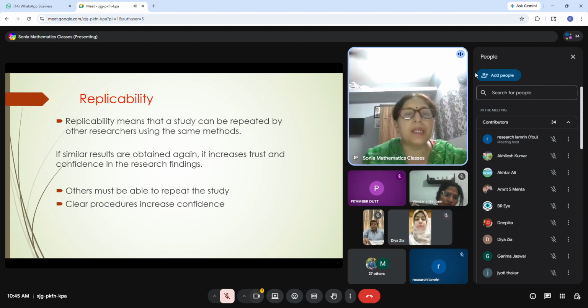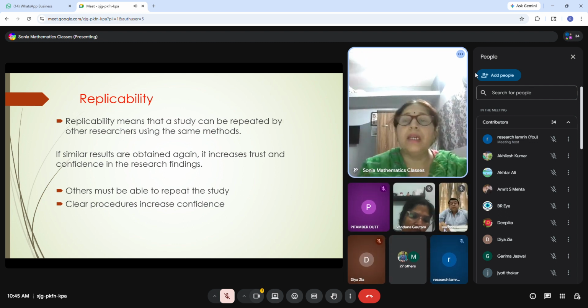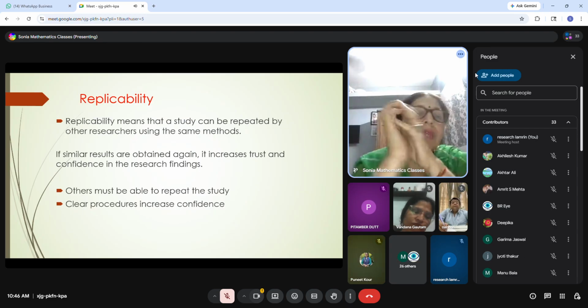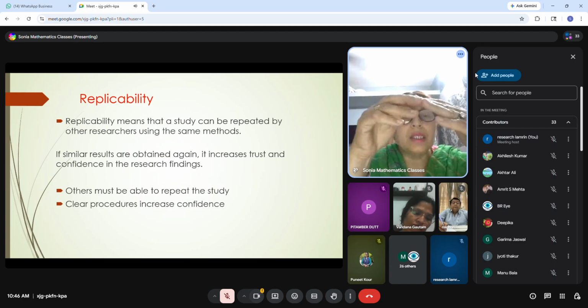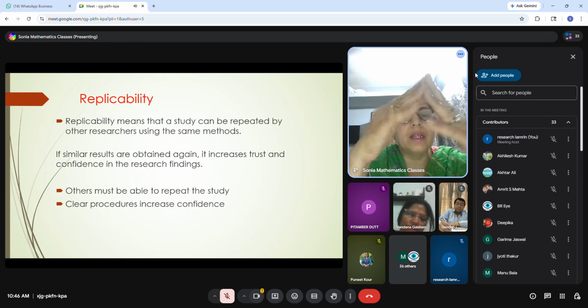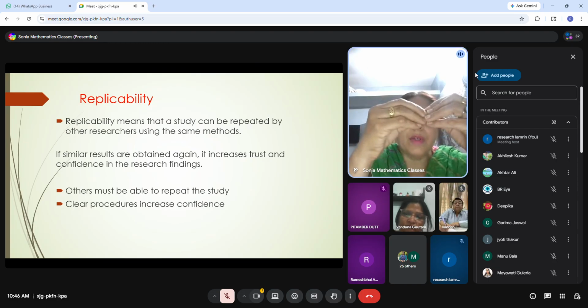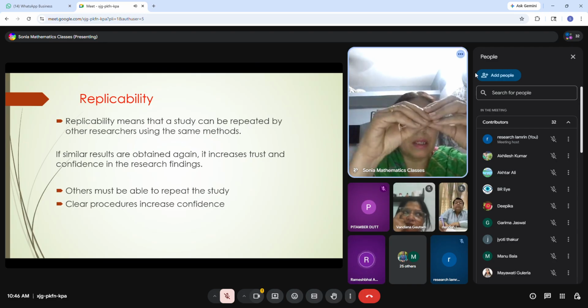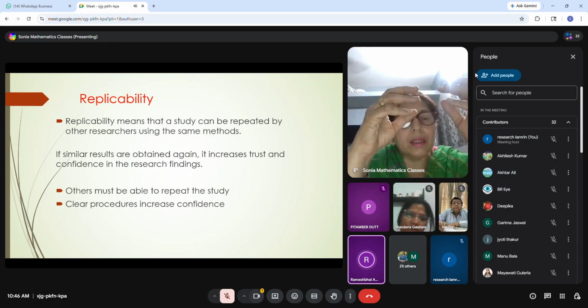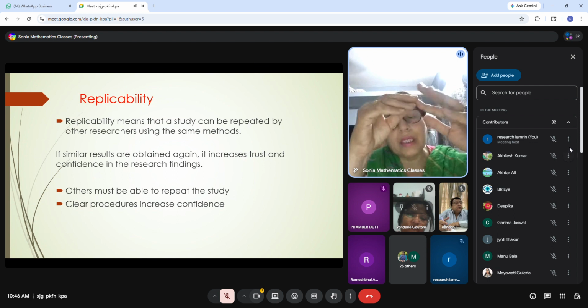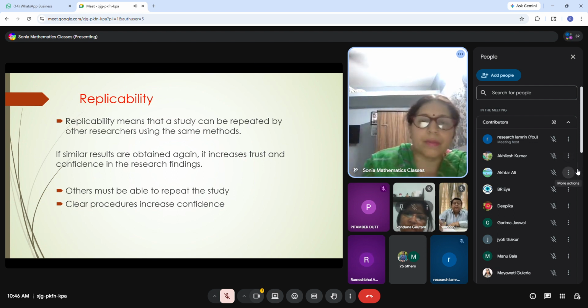And what is replicability? Replicability means a study can be repeated by other researchers using the same methods. So if similar results are obtained again and again, it increases the trust and confidence in the research findings. And others must be able to repeat the study. And a clear procedure increases confidence.